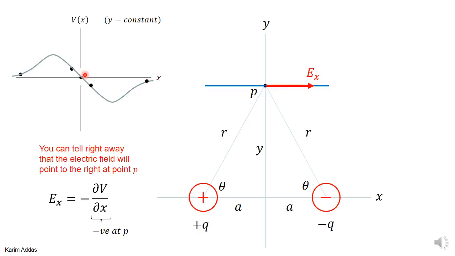And you can tell straight away from this sketch that the x component of the electric field will be positive. How can you get that? Because Ex is minus partial V by partial x. What is partial V by partial x? It's the slope of the potential at this point. Is the slope at this point positive or negative? It's negative. So you have a negative value multiplied by minus 1, and you get a positive value. So Ex is going to be positive, which is exactly what we expect. This just gives you the sign, but it doesn't give you the value.